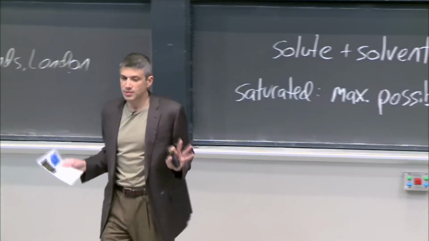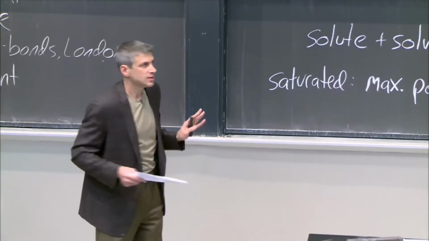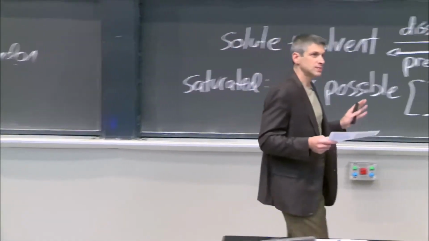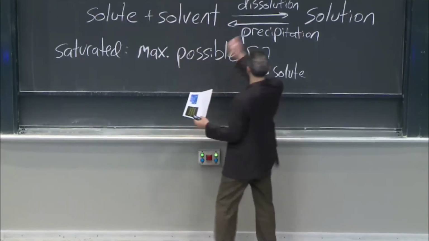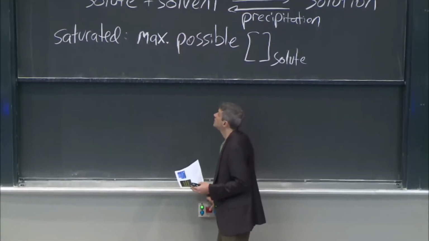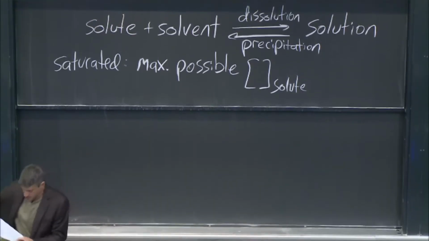And so we're going to talk about three things. The reaction quotient, the equilibrium constant, K, chemical equilibrium, and then the solubility product. Okay? Now, I just said the forward reaction is happening at the same rate as the reverse.